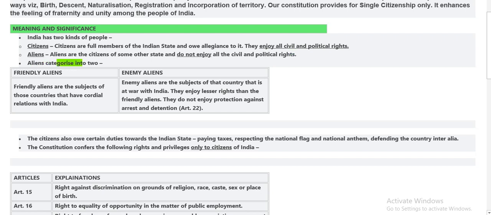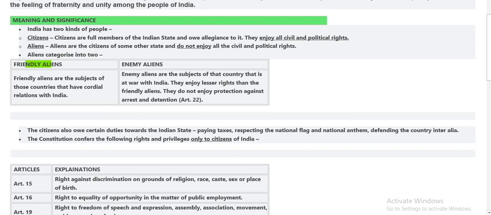Aliens are categorized into 2: friendly aliens and enemy aliens. Friendly aliens are the subjects of those countries that have cordial relations with India. Enemy aliens are the subjects of a country that is at war with India. They enjoy lesser rights than the friendly aliens. They do not enjoy protection against arrest and detention (Art. 22).